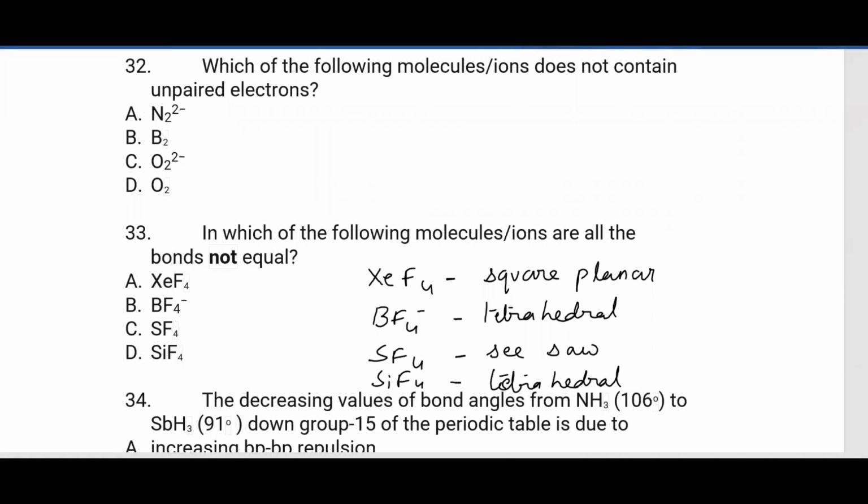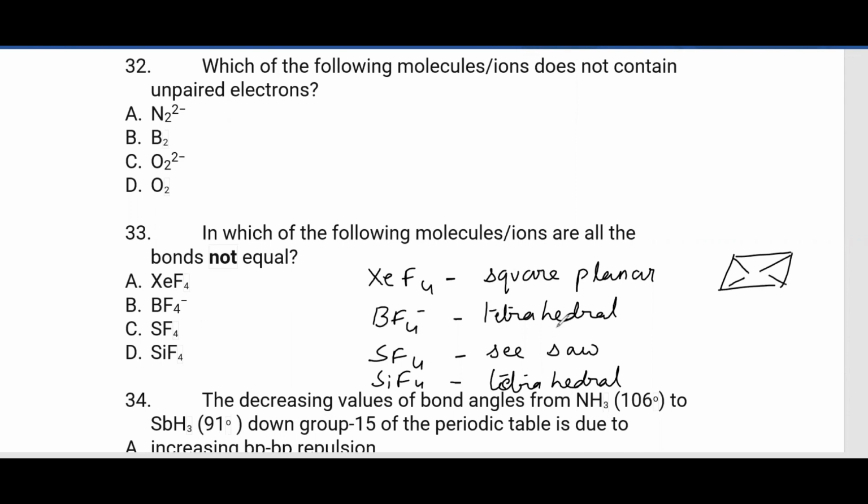Next question, in which of the following molecules or ions are all the bonds not equal? That means we need to check the shape in which all the bonds are not equal. First option is XeF4. XeF4 is square planar. So square planar means it will be like this and all are equal. So that is not our correct answer.